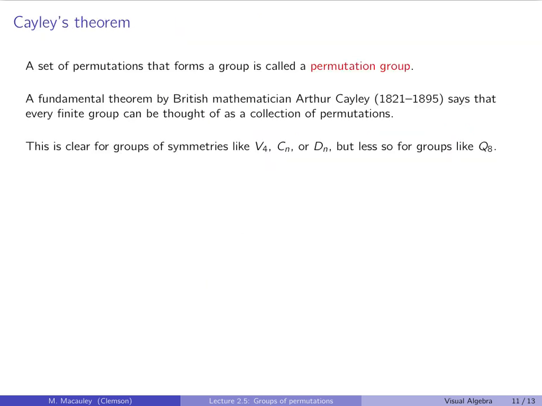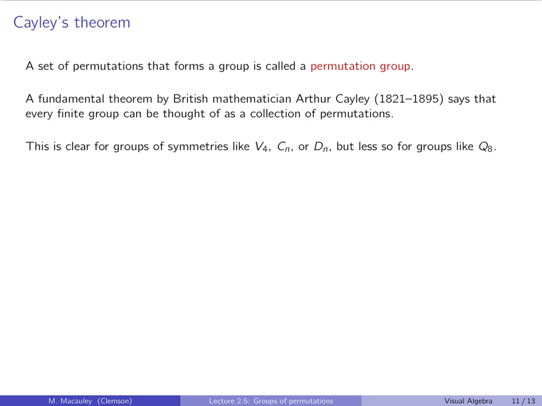The last topic that I want to discuss is a permutation group. And that is exactly what you think it is. It's any set of permutations that forms a group. A fundamental theorem by British mathematician Arthur Cayley says that every finite group can be thought of as a collection of permutations. Formally, it's isomorphic to a set of permutations.